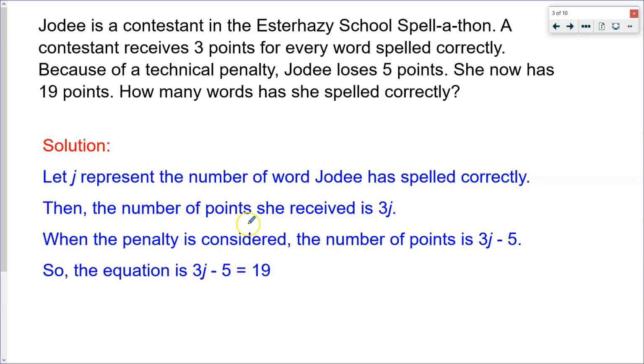And then the number of points she received is 3J because she got 3 for every word spelled correctly. And then the penalty has to be considered, where she lost 5, so 3J minus 5. And how many words did she spell correctly? We're going to find that by knowing that 3J minus 5 was 19 points. And now we can get into how we're going to solve this.